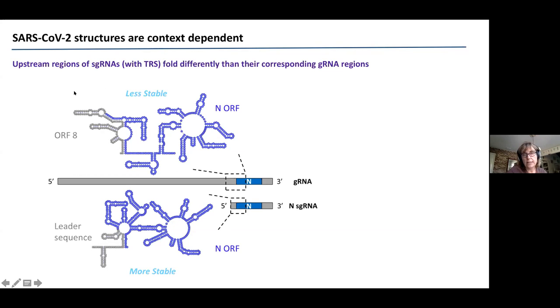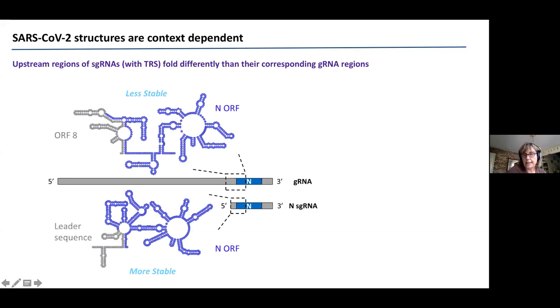So we can calculate a hypothetical secondary structure of the upstream region of the N gene RNA. And we see that when it's next to ORF8, it has this structure. But in the subgenomic RNA, the upstream element has been joined to a leader sequence, which has a completely different and autonomous secondary structure. And then the whole thing folds differently into a much more stable structure. So this is very exciting.